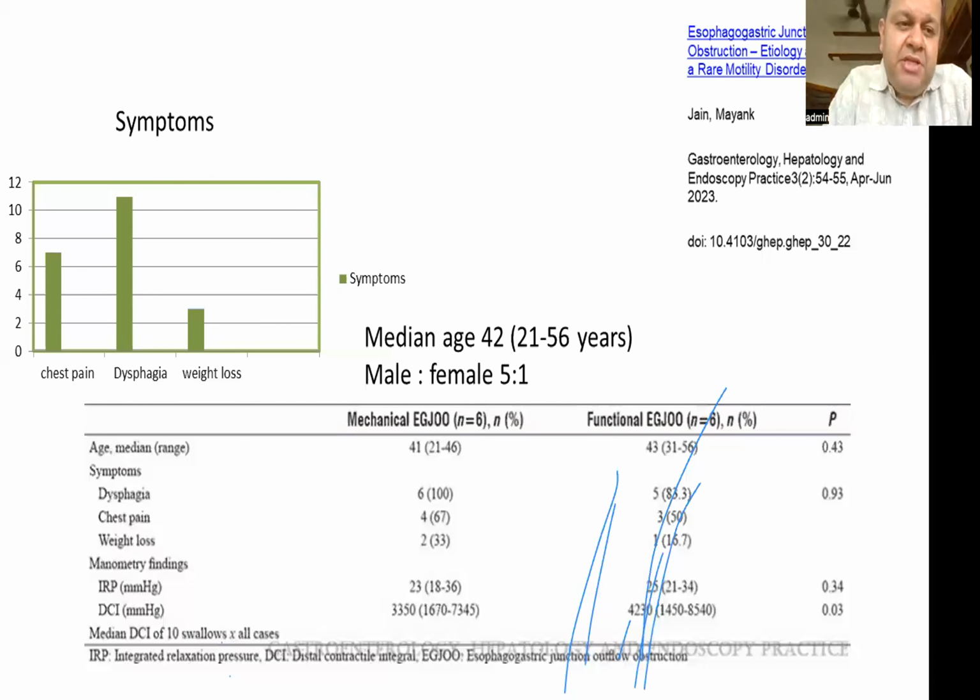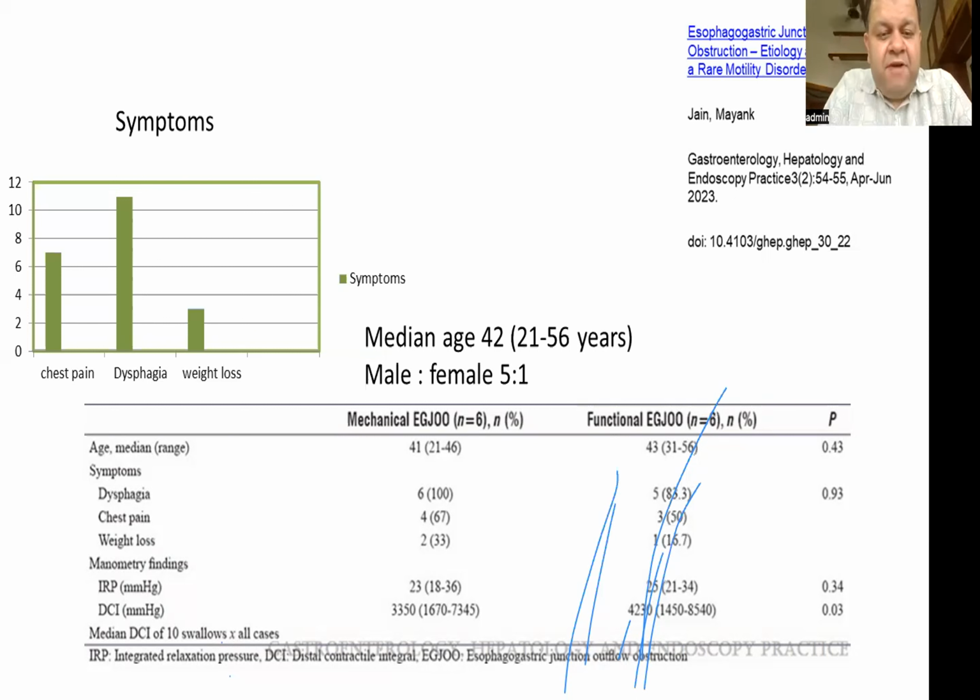The majority of our patients presented with dysphagia as the predominant symptom. Chest pain was noted in 7 patients, and weight loss was seen in 3 patients. The median age at presentation was 42 years, and we found that males were more commonly having EGJ outflow obstruction compared to females. But since the number of patients is really small, we cannot make a generalized comment on this.